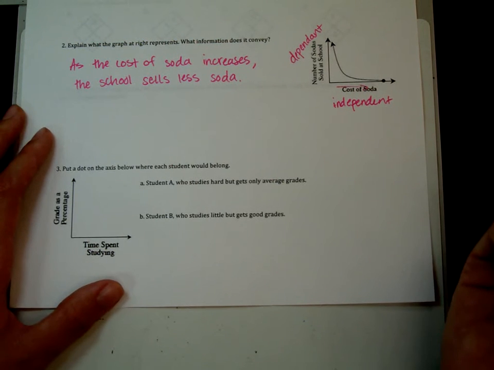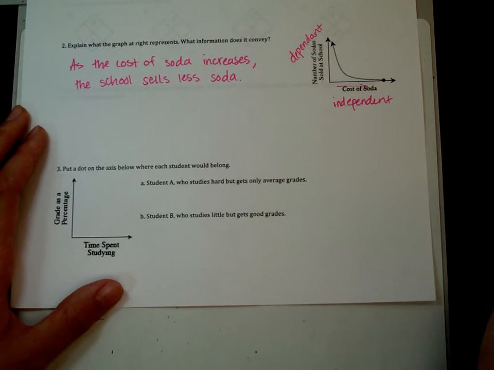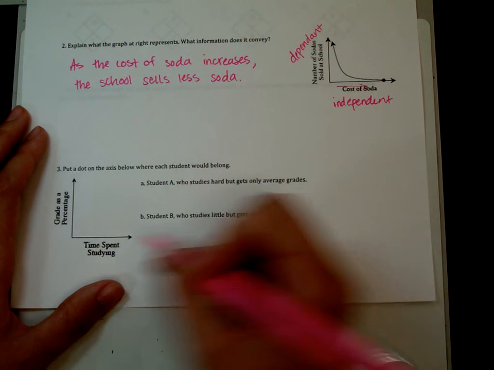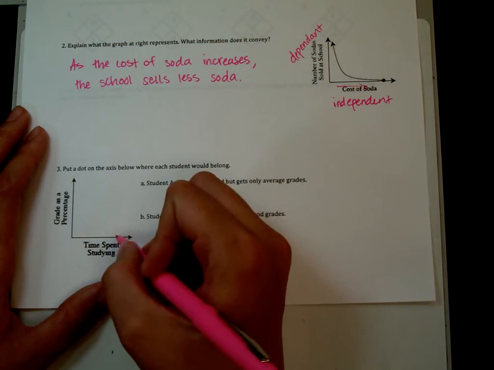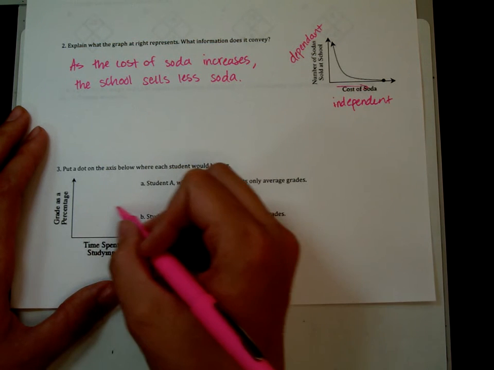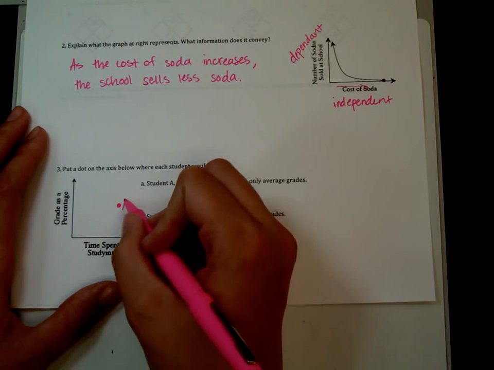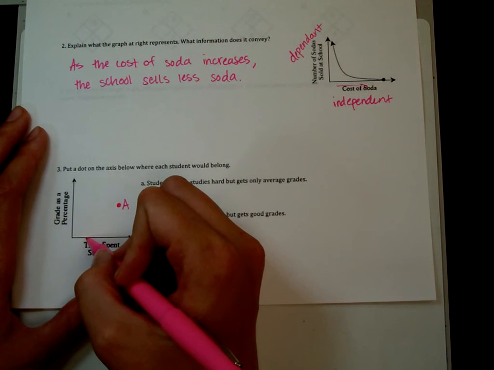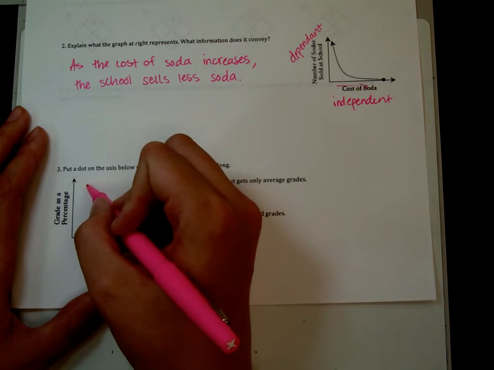Okay, put a dot on the axes where each student would belong. So student A studies hard but gets only average grades. So their time spent studying is really high, and their grade as a percentage would be average. So right about there. Student B studies a little bit but gets really good grades, so that's up here.